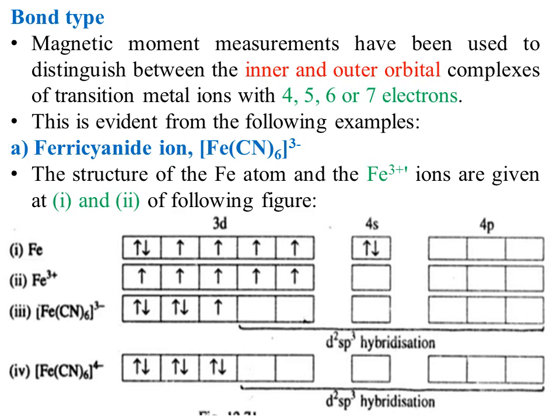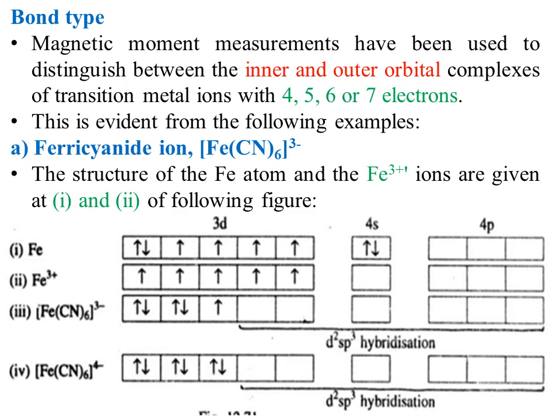As we know that iron has 26 electrons, so it means there are 6 electrons in d subshell. When it is converted into Fe plus 3, it means it is losing 3 electrons. So 2 electrons are removed from 4s and 1 electron will be eliminated from d subshell. So after having Fe plus 3 oxidation state, there will be a total of 5 electrons in d subshell. In this case, we have a cyanide ligand. Cyanide ligand has a tendency to pair up electrons in d subshell.